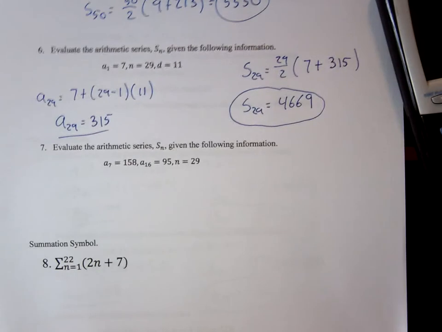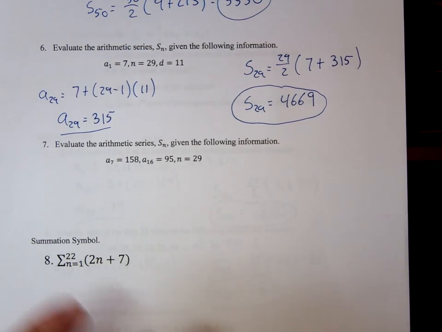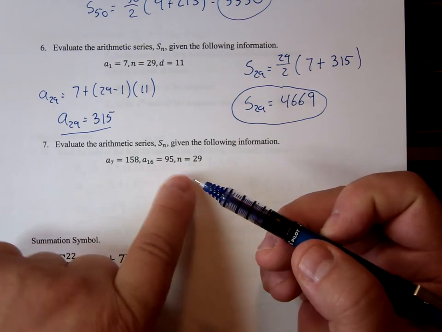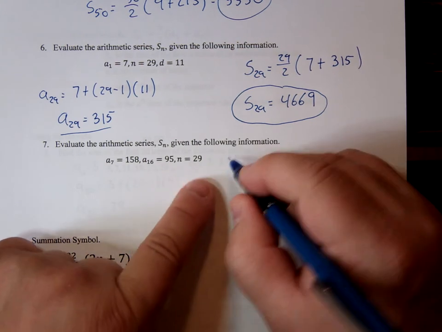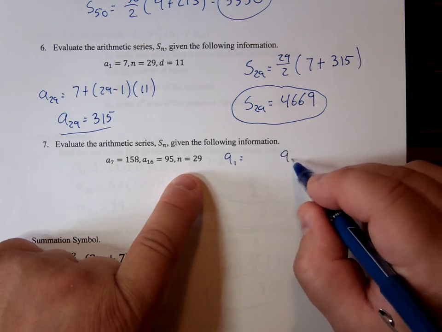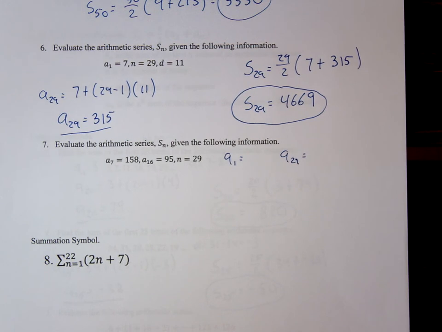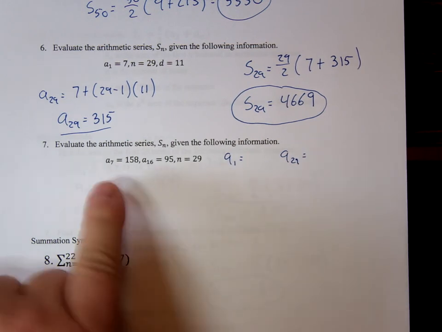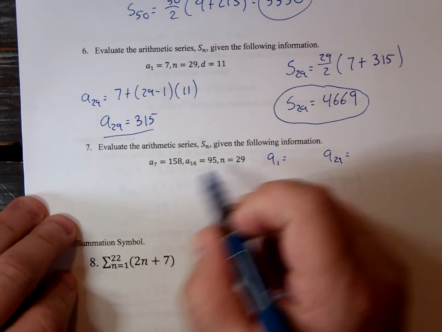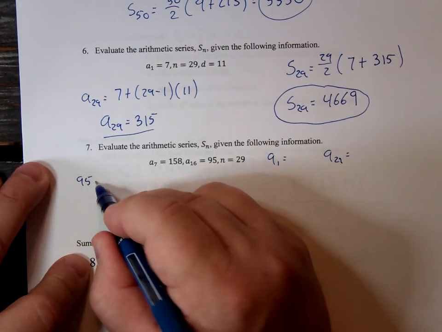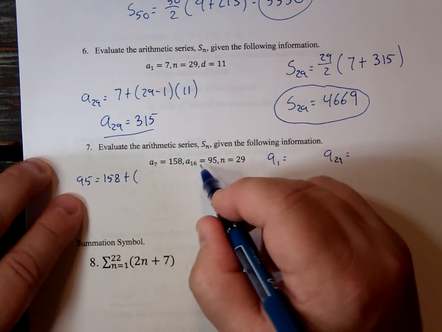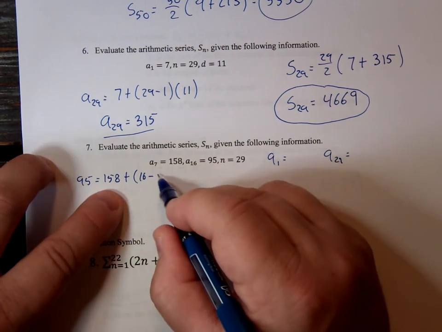Number 7. Evaluate the arithmetic series given the following information. This time they gave you the 7th term, 158, and the 16th term, 95, with a sum of the first 29. So we don't have the first term and we don't have the 29th term, and we need those to do the series. We also don't have the common difference. So we're going to use these two terms to find that common difference first. Always start with the latter: 95 will equal 158 plus, parentheses, the 16th term minus the 7th term, times d.